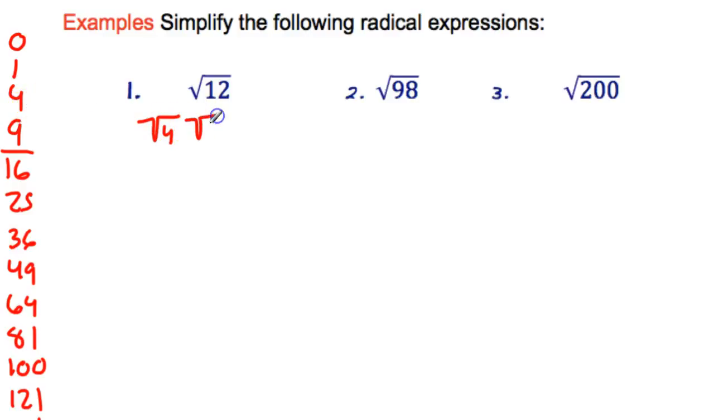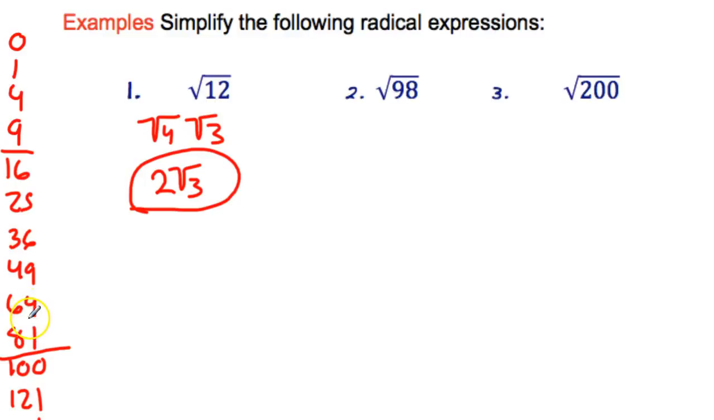then I write square root of 3. And then the square root of 4 simplifies to 2. So we have 2 square root 3. Boom, there's your answer. All right, 98, square root of 98. So that's between 81 and 100. So is 81 a factor of 98? Nope.